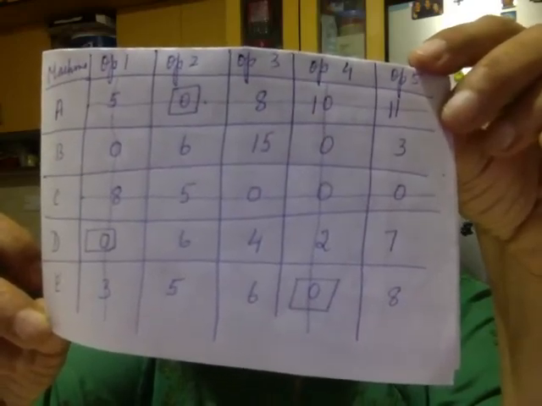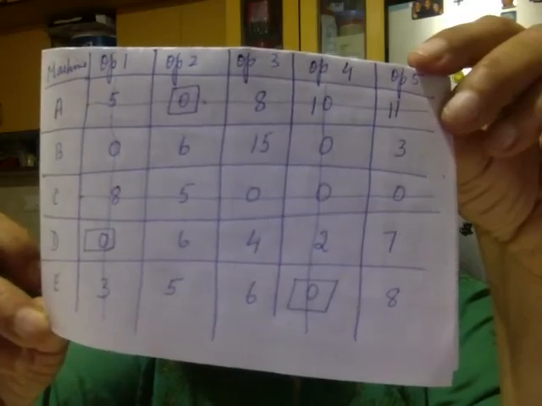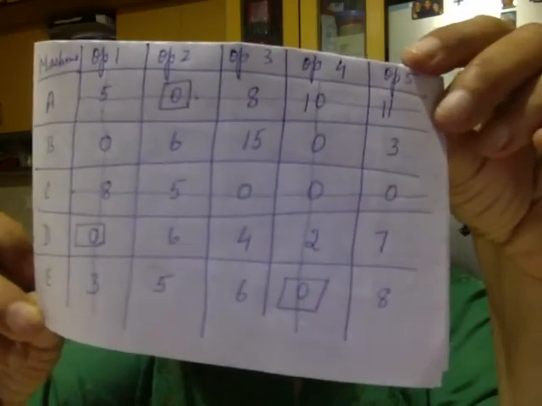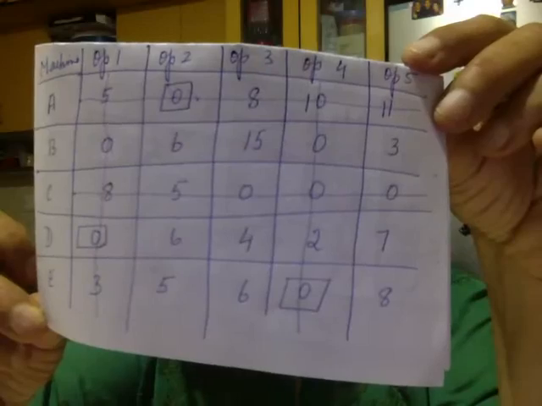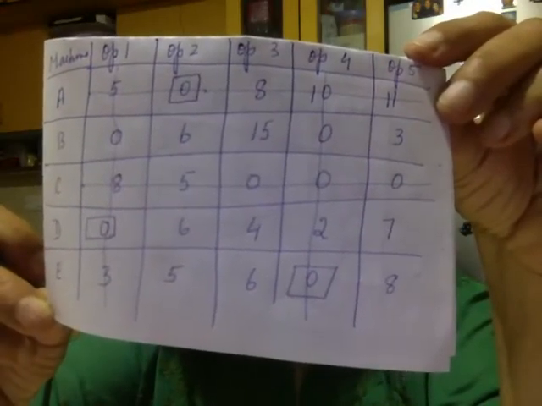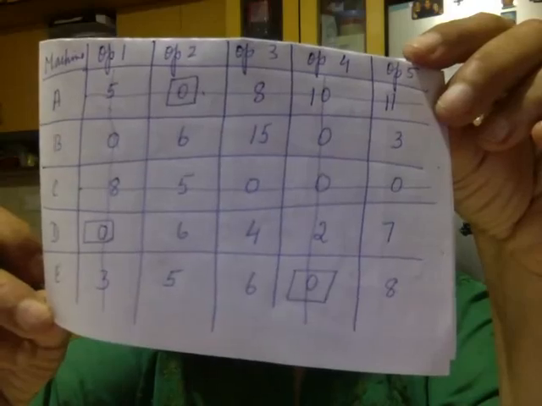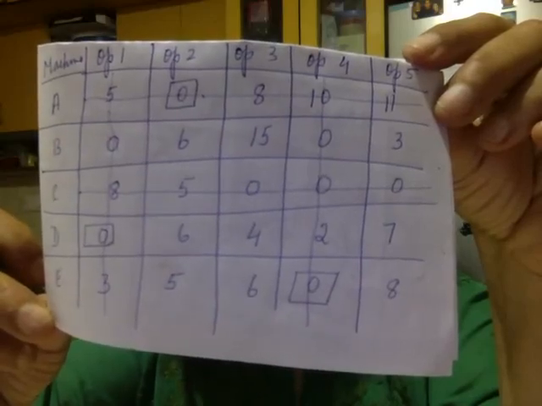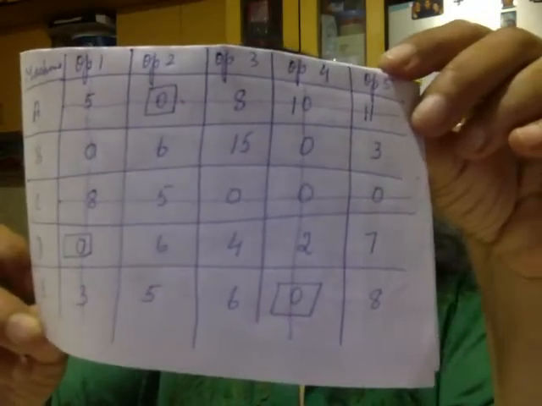It is not necessary that you have to draw a horizontal line. You can draw a vertical line also because that's a single zero. Anyhow, you have to cover it. It's not a problem. All right. So here we are. Now, what do we do?